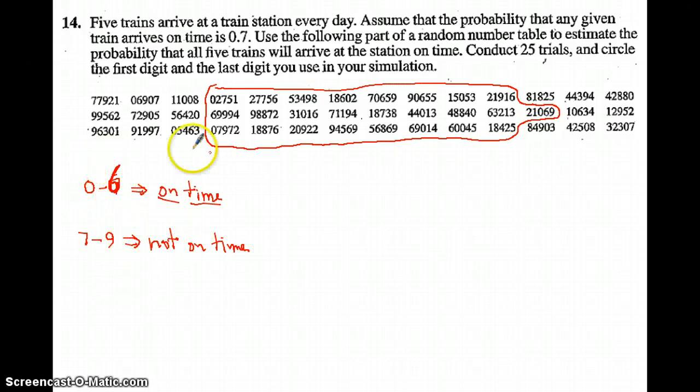So 70% of the time, if I do this right, it's going to be a number between 0 and 6 if this is truly random. And 30% of the time it's not going to be on time. So now I look through all these trials and ask which ones are favorable, meaning all 5 trains will be on time. Let me go to the highlighter here. And let's say, looking at the first trial here, were all the trains on time here?